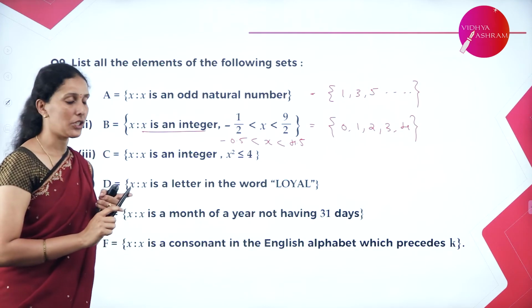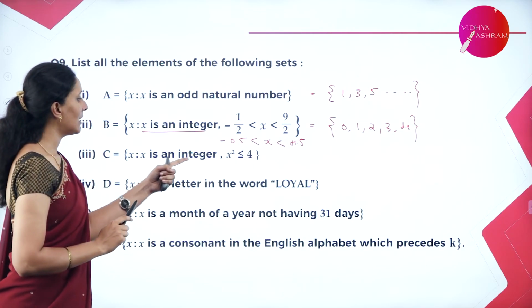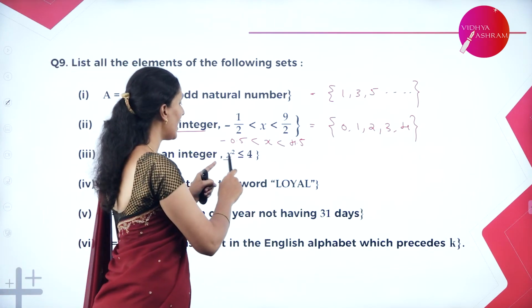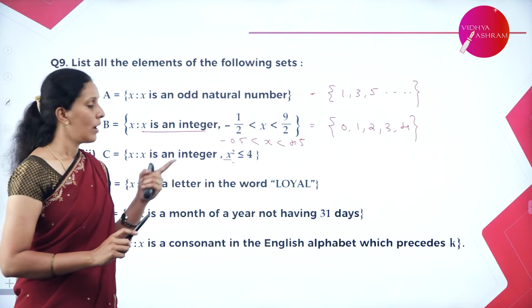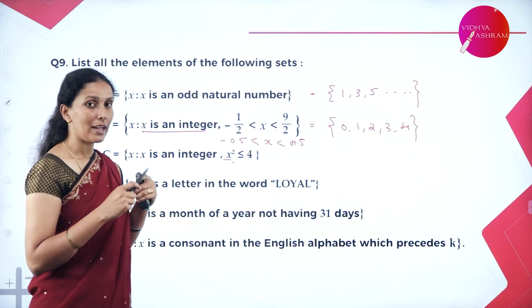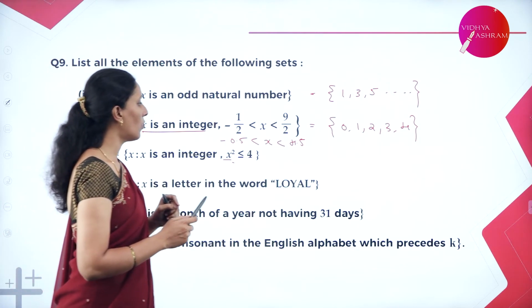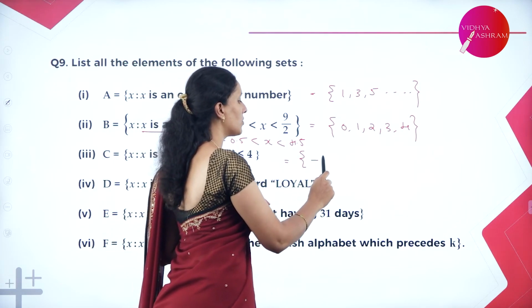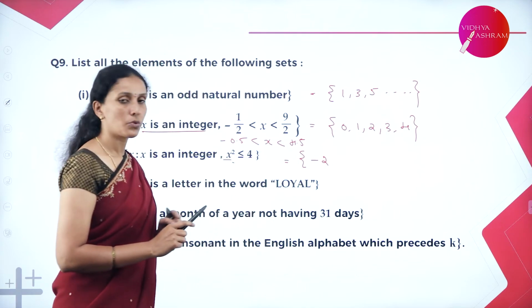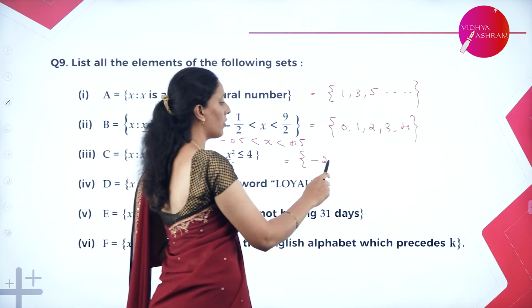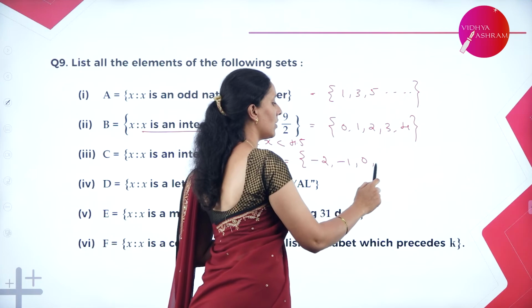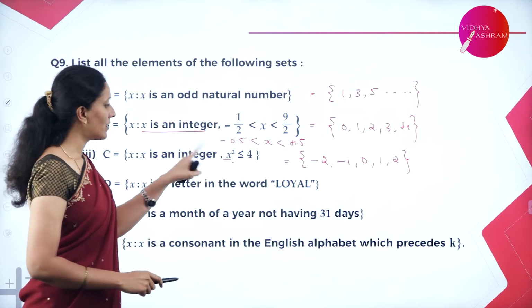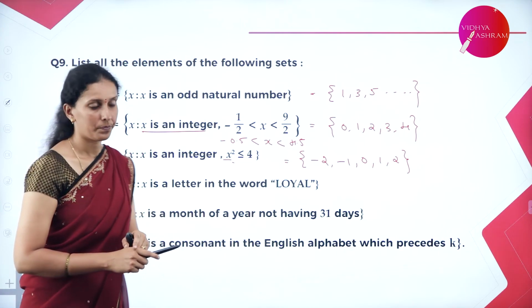Next, x is an integer, x square is less than or equal to 4. What values can x take? That is, x square should be less than or equal to 4. So that means we can take the values from minus 2, because minus 2 square is 4, which is less than or equal to 4, then minus 1, 0, 1, 2. We can't take minus 3 and plus 3 because their square is greater than 4.